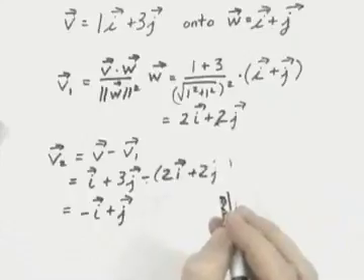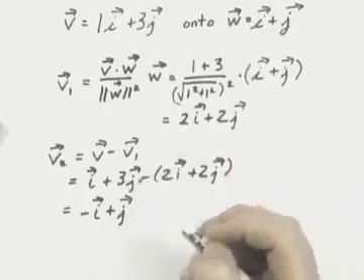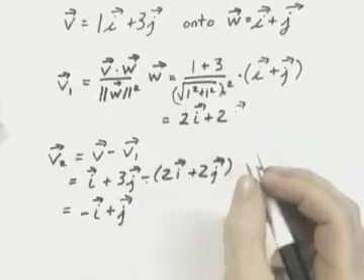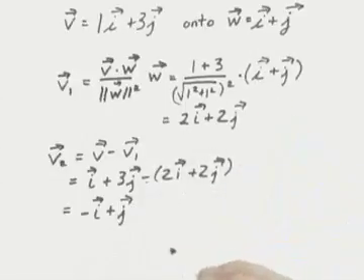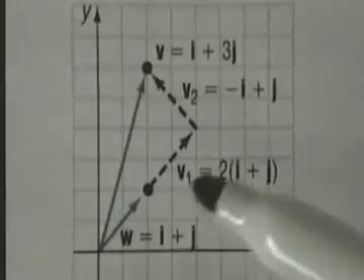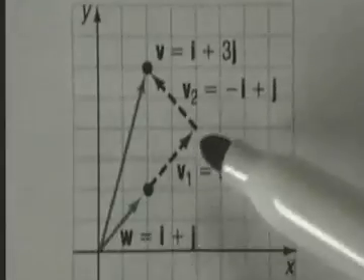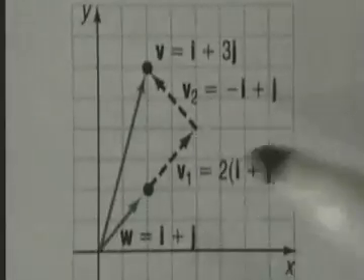Clearly that's the case because v1 is 2 times w, and if you computed the dot product of w and v2, you would get 0, which would imply that they're perpendicular. To help you visualize this result, we show you the graph of the vector v and the vector w, and then you can see v1 is parallel to w and v2 is perpendicular to w.